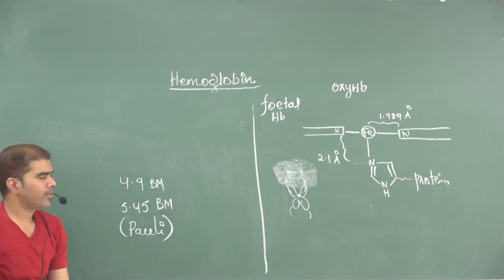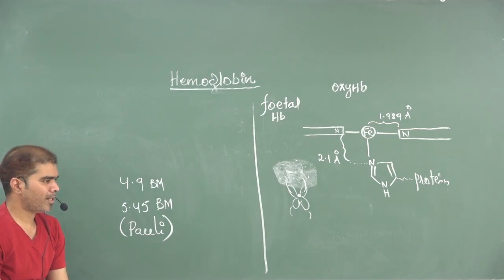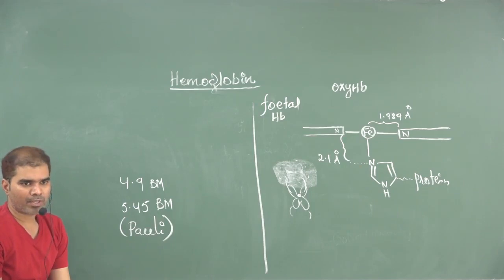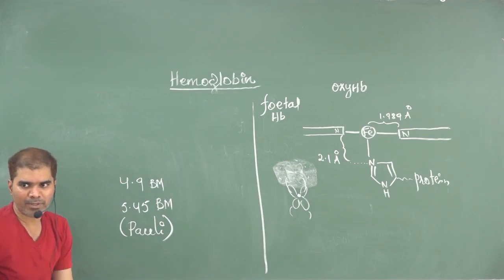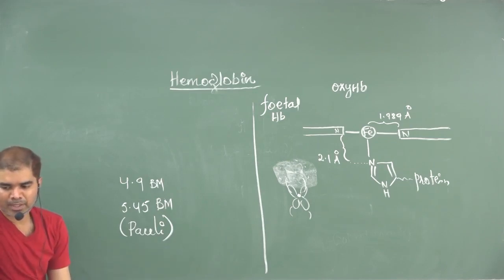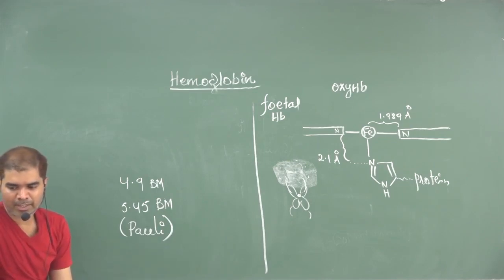Next point. Deoxy-Hb is paramagnetic. So 2 points you have to remember regarding magnetic aspects. It is paramagnetic. Magnetic moment is 5.45, not 4.9. Deoxy-Hb is paramagnetic.